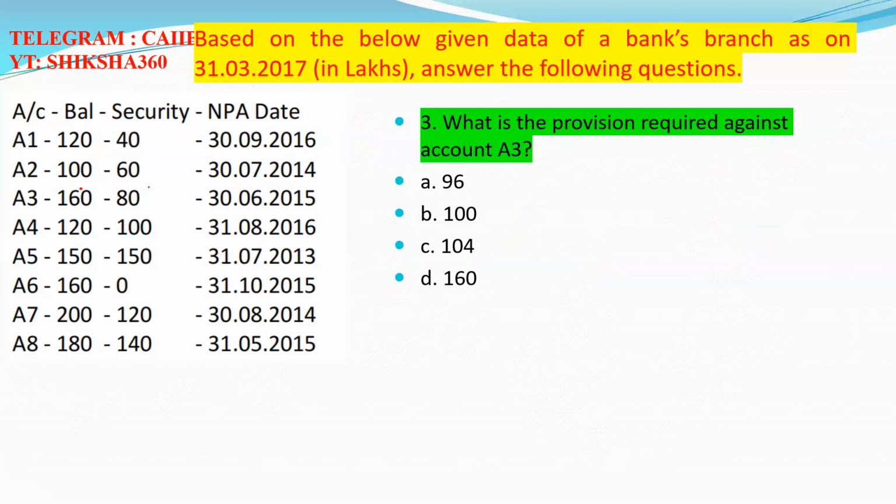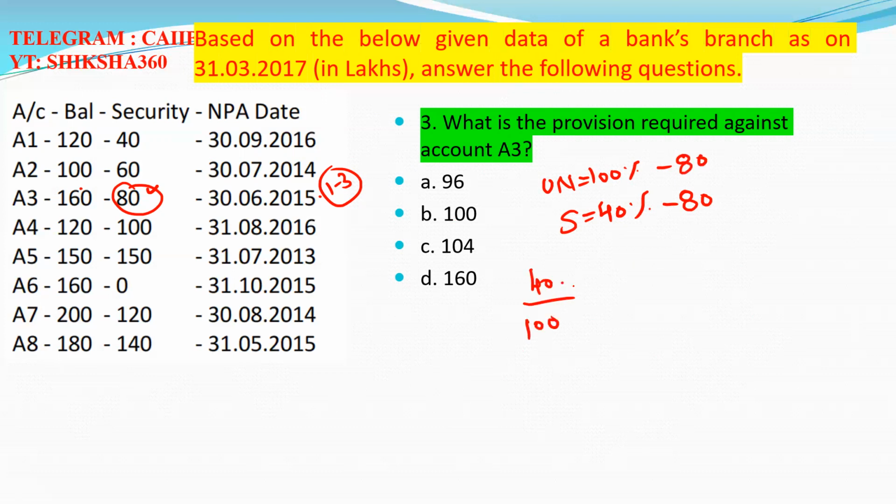Here it is 160, it is to be 80. Here also, the time is basically 1 to 3 years. So same concept. For unsecured, it is to be 100%, and for secured, it is to be 40%. So the secured amount here is 80, and unsecured is 80. Total 160. Clear? So basically 40 upon 100 into 80 plus 80 lakhs directly.